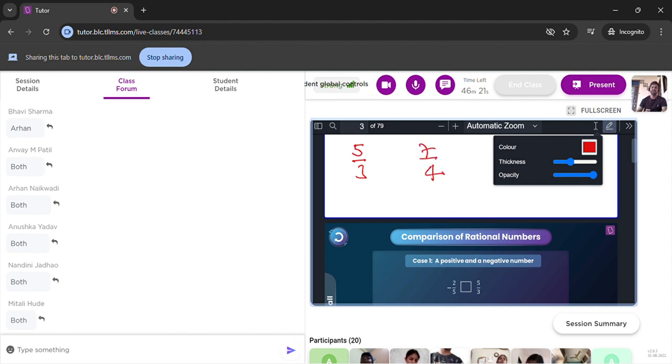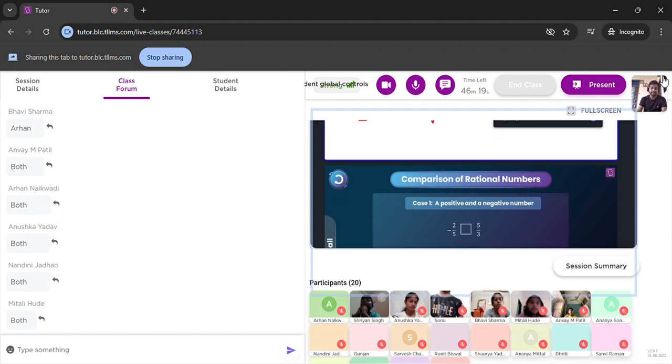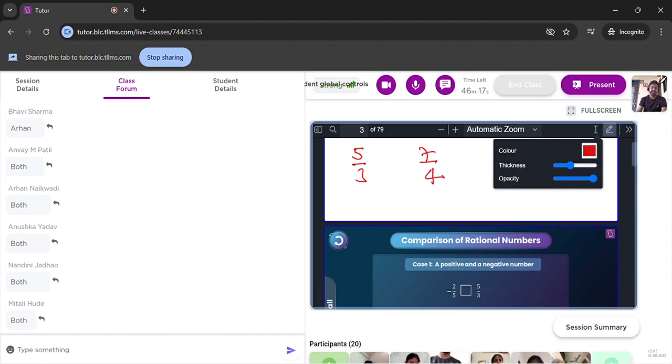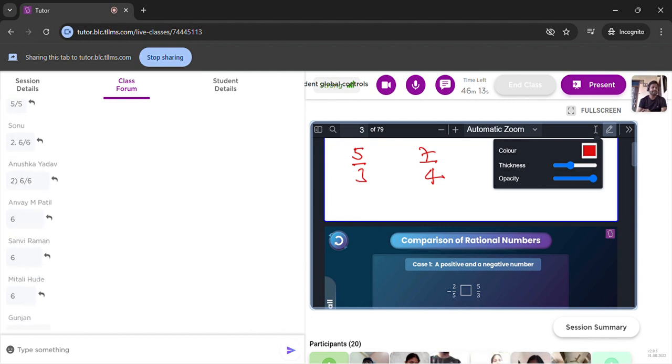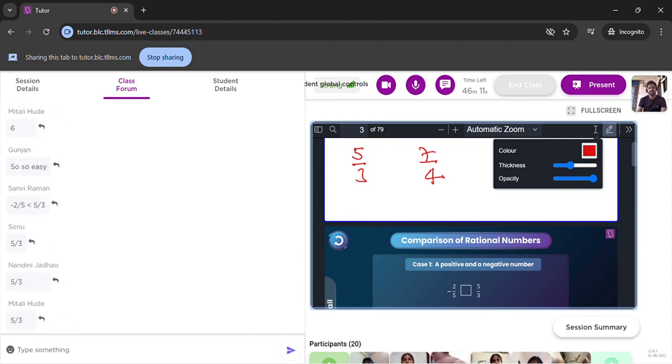Now which one is greater? Tell me everyone, which one is greater, either 5 by 3 or 7 by 4? So 7 by 4. We have to simply do the cross multiplication here. 5 fours are 20. 3 sevens are 21. Okay, good. 21 is greater, so it will be 7 by 4.